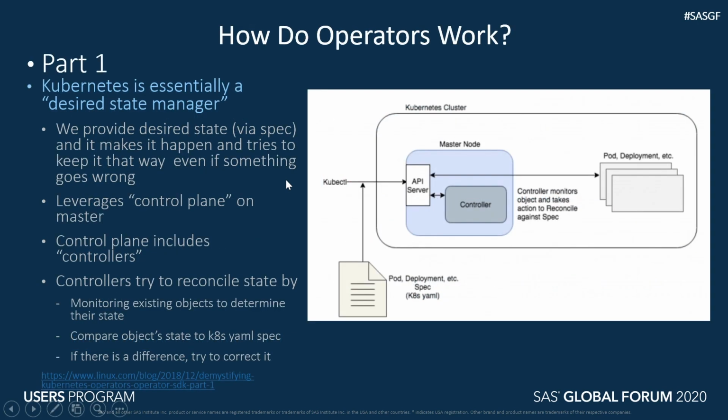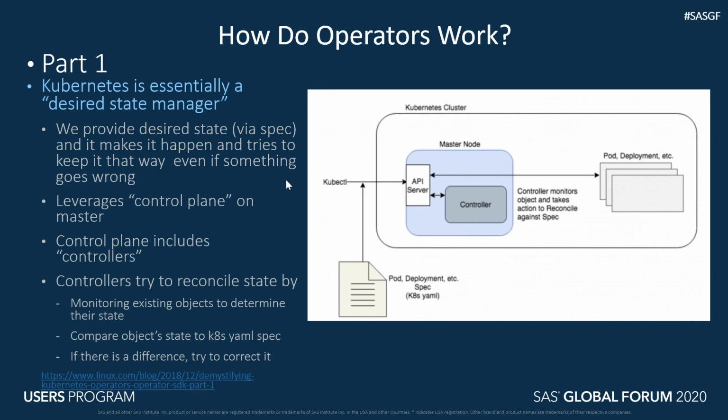How do operators work? Kubernetes is essentially a desired state manager, as we've talked about. We provide the desired state via a spec, and it makes it happen and tries to keep it that way even if something goes wrong. We talked about this controller idea, the control plane on the master. It includes controllers that try to reconcile the state by monitoring the state of existing objects, comparing their object state to Kubernetes YAML specs, the specifications we give it in the YAML files for what we need in terms of services, deployments, pods, those kinds of things. And if there's a difference, to try to correct it.